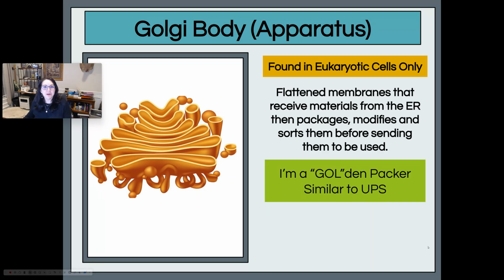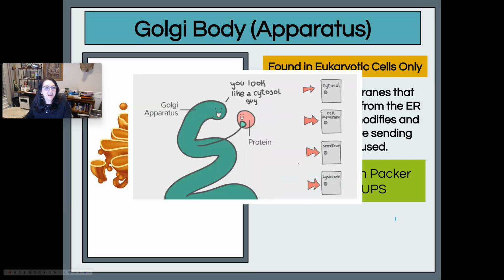But I did find this one picture that I thought was kind of interesting. This is your Golgi body, and it's looking at some material, and it's saying, okay, you look like a cytosol guy, and I'm going to send you to the cytosol. Or it might send it to the cell membrane, or secrete it, or send it to a lysosome. So the Golgi apparatus gets to decide where everything needs to go, and so it has to package it up and modify it, and then send it where it needs to go.